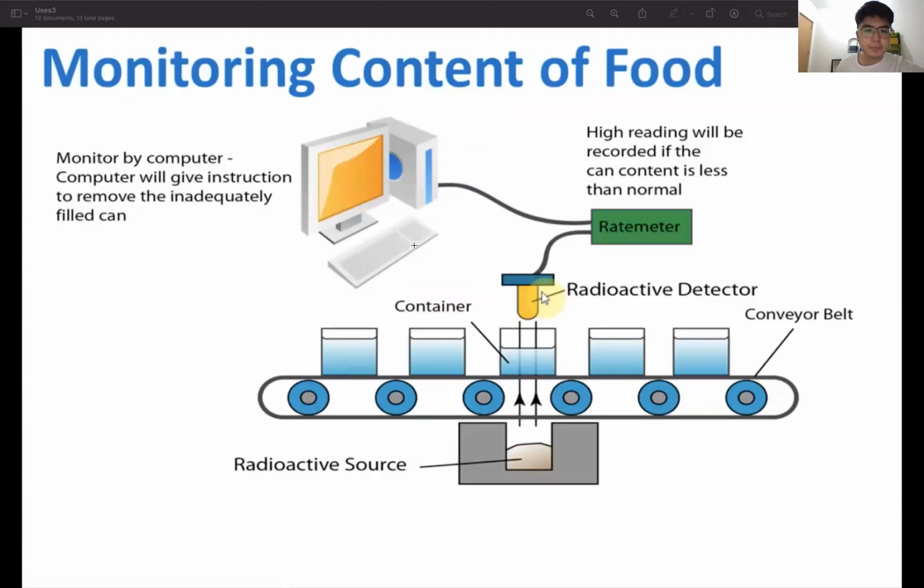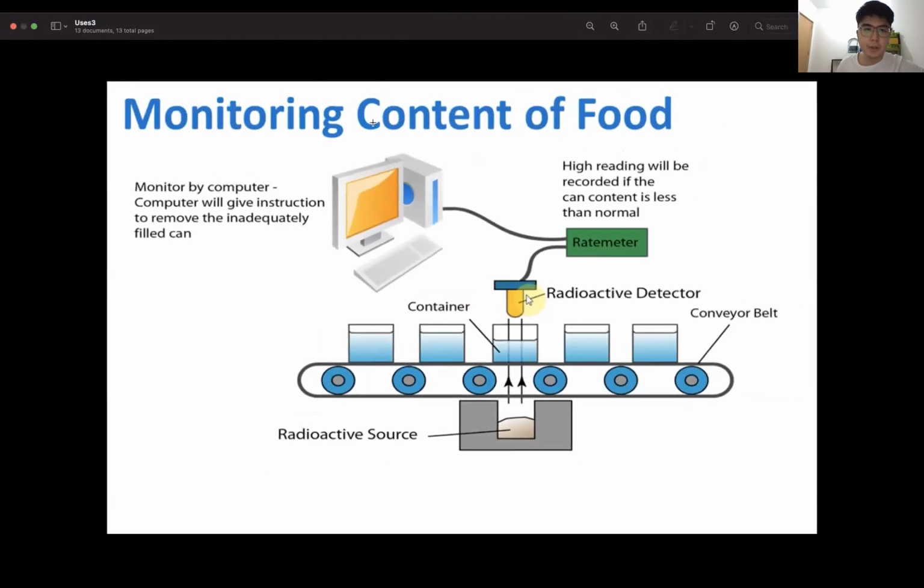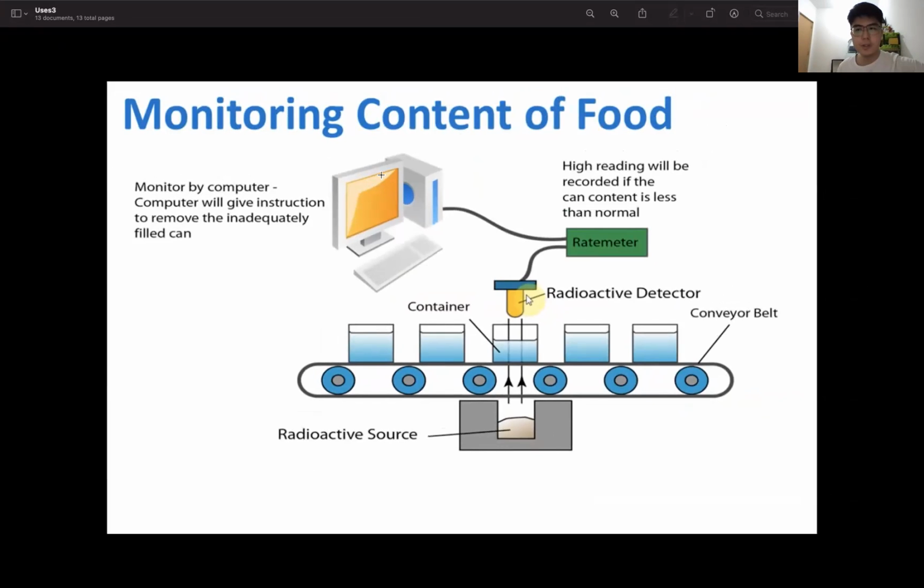Now, next one, monitoring content of food. This is used in the industry, not the medical industry, the manufacturing industries. Usually they use it for canned food, because canned food is sealed, right? You cannot see inside. So they have the canned food pass through a conveyor belt, and they have a radioactive source at the bottom that shoots radiation up through the canned food.